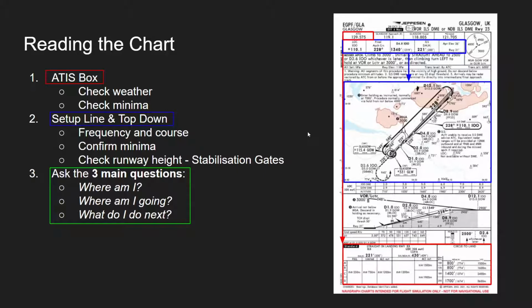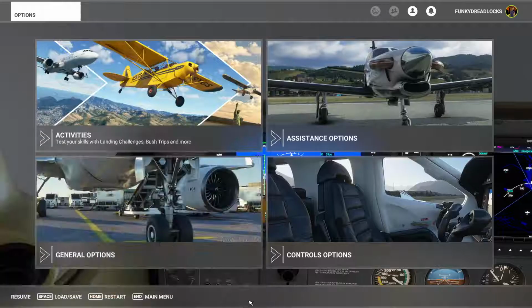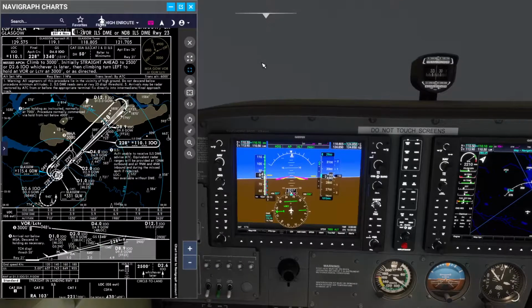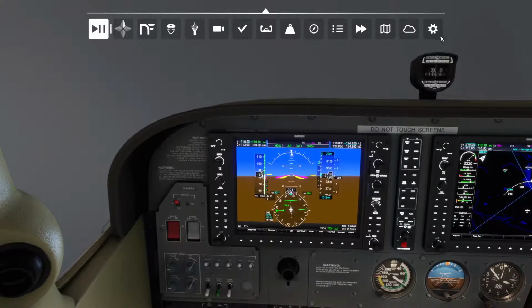Okay, so we're not going to discuss briefings and looking at everything in detail, but just know when you're briefing an approach and preparing an approach, ask yourself the 3 main questions. Where am I? Where am I going? What do I do next? So very briefly, I will jump into the sim and I will flight freeze. So I'm flight frozen here.